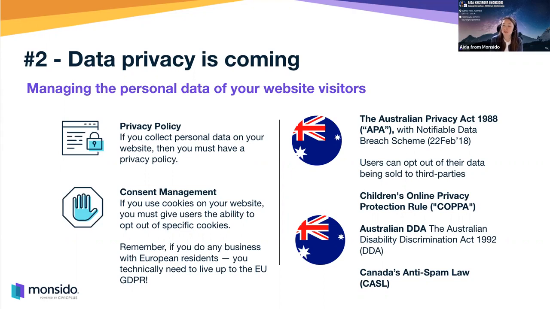In Australia, we have the Australian Privacy Act, or APA. We could also look at the California Privacy Act if you do have some targets for the US. But basically, for the Australian one, the users can opt out of their data being sold to third parties, which should be an option for them to be able to take. So that is something that we should go through and optimize for our website.